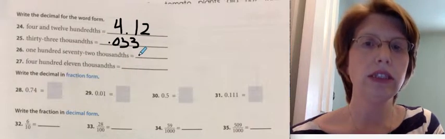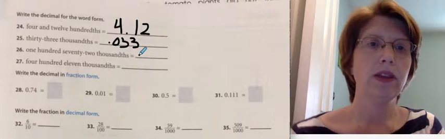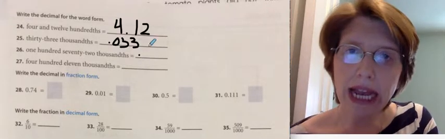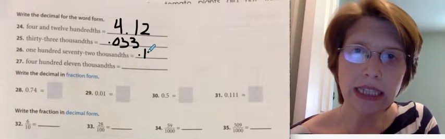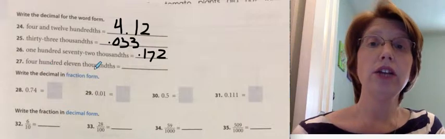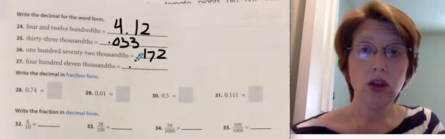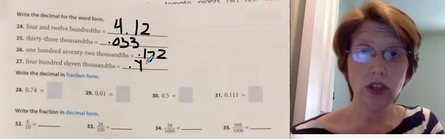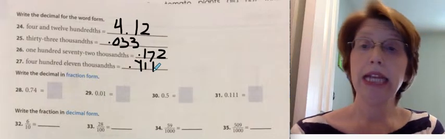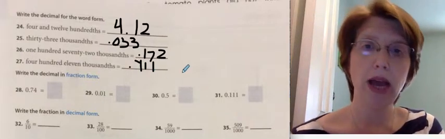172 thousandths. Am I going to need to add a 0? Thousand has 3 places, 3 zeros, and I've got 172. So I'm good. 411 thousandths. Again, this just goes behind the decimal. There is no and there, so there is no whole number. It doesn't say 4 and, it says 411 thousandths, so it goes behind the decimal.